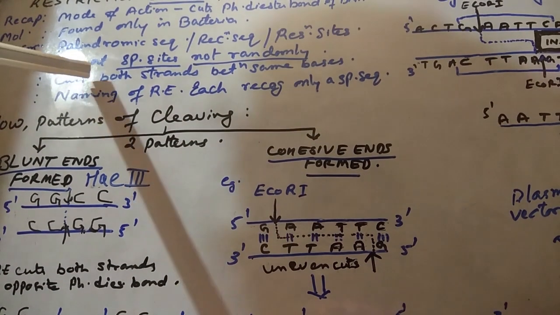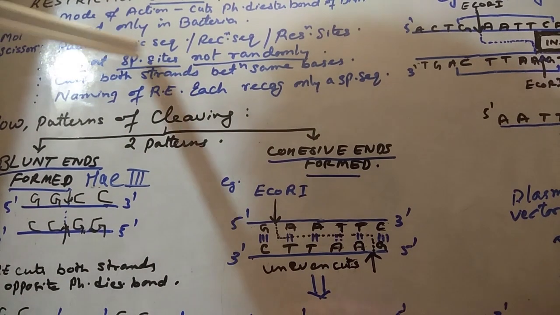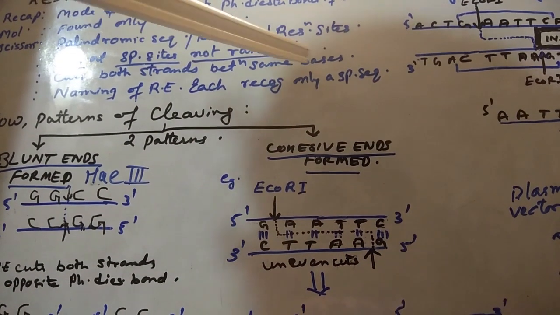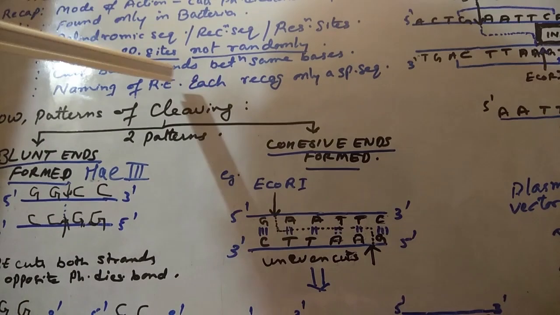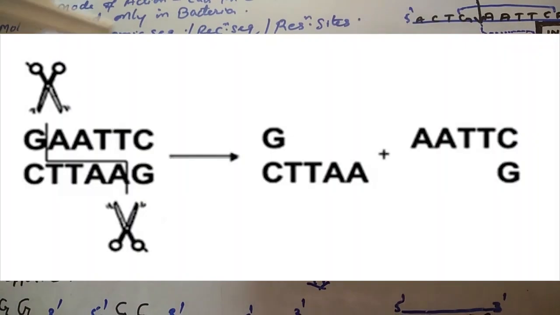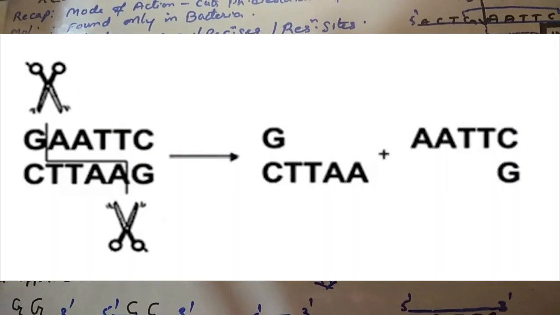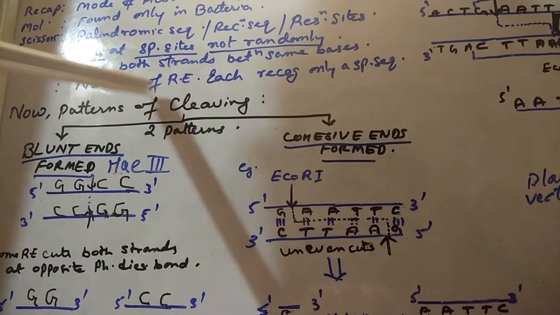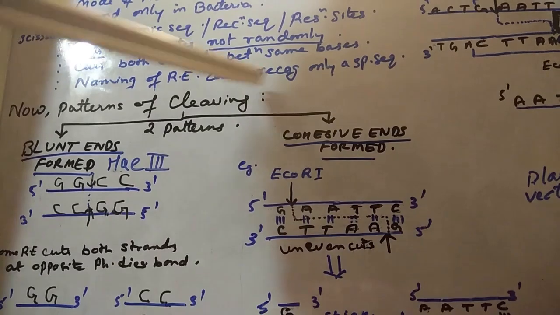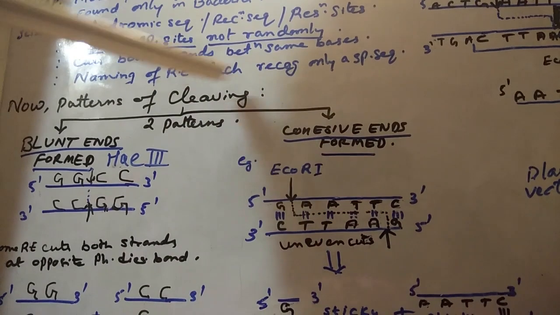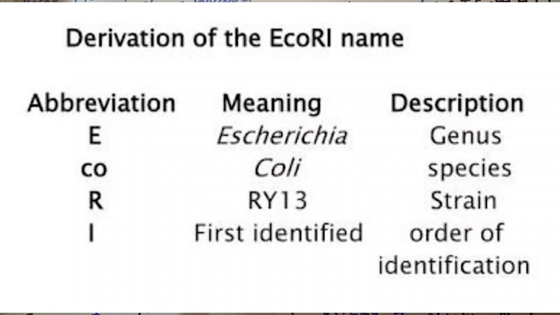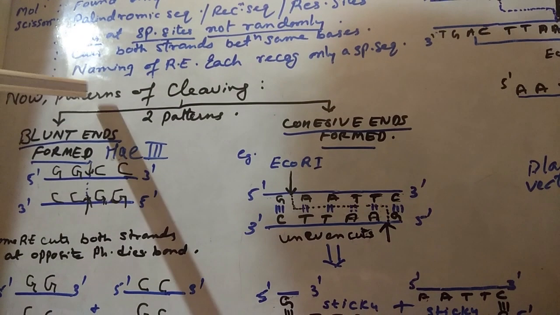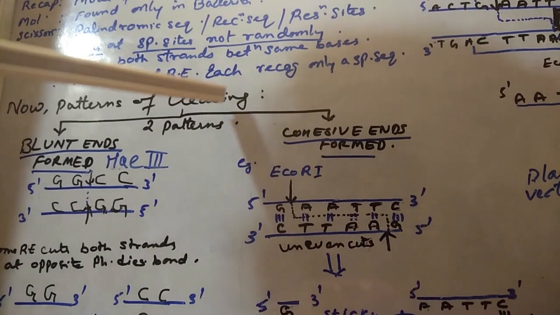We talked about specific sites where it cuts. It does not cut randomly anywhere. It should get the specific site. If it is between guanine and adenine, that particular enzyme will cut only between guanine and adenine. Then we discussed the naming of restriction enzymes, the nomenclature, how the names EcoR1, HIND2, HIND3, all this we discussed, how they are named. Coming to what are the patterns of cleaving.